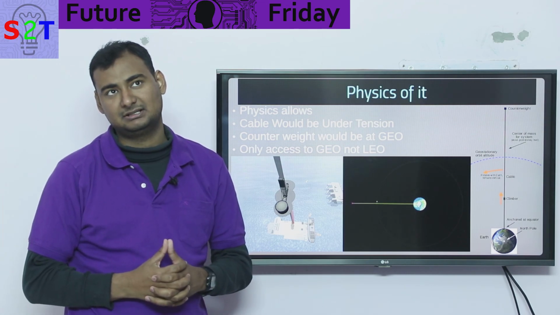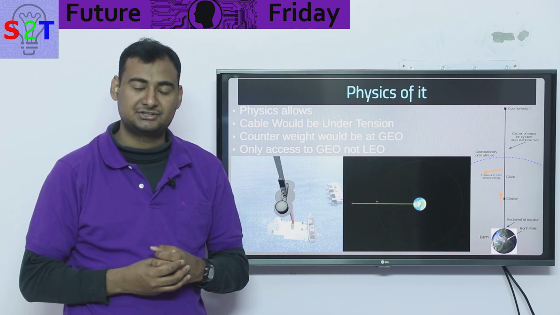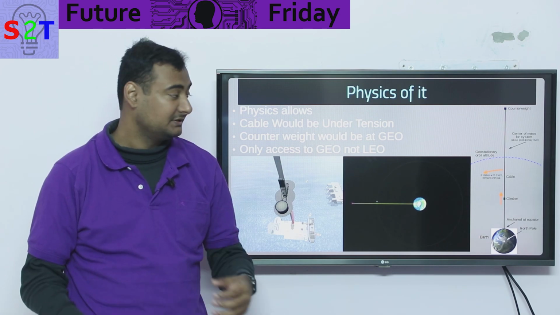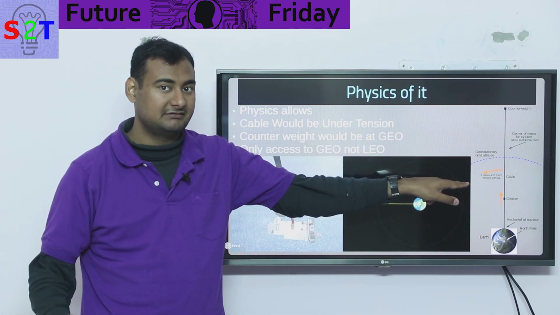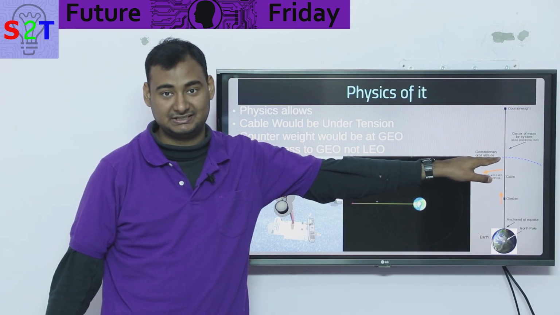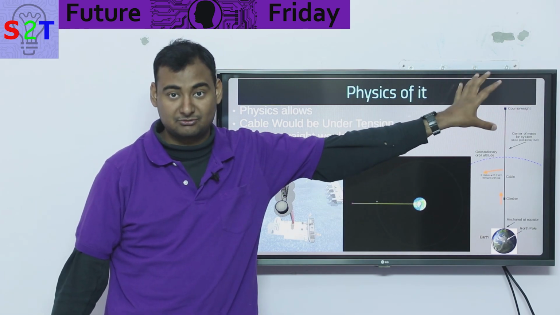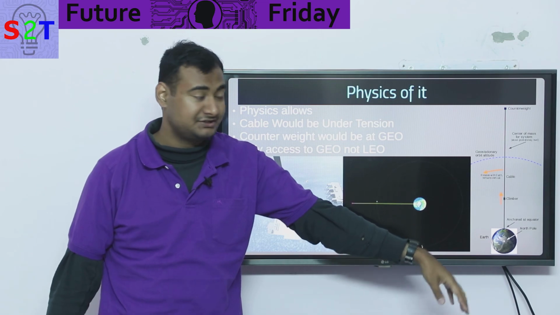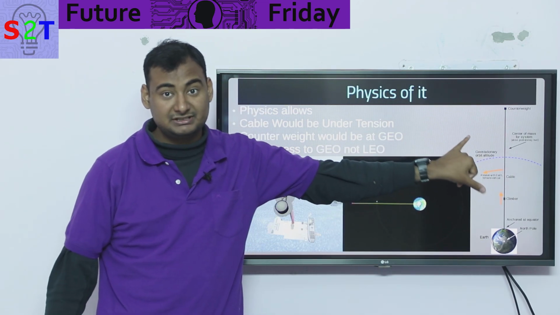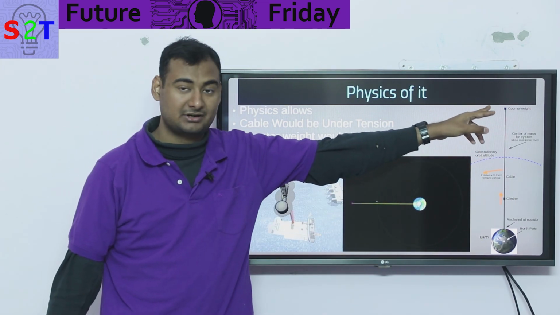It's more of a combination of mass and other properties. So you want that center of gravity or center of mass to be at geostationary. So you have to pull it up. The counterweight will always be up because it's under tension. Now the cable, even though it's very long, is not going to be heavy because the counterweight is balancing it out.